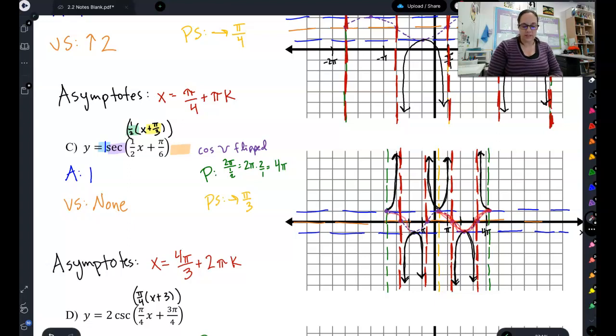And then, of course, I did a second cosine wave, because that's what we're supposed to do. Then anywhere it crosses the orange vertical shift line, I made an asymptote. And then I flipped the pieces in between to get my secant graph. Now I noticed where my asymptotes are. I have an asymptote right here at 4 pi thirds, and all the asymptotes are 2 pi apart. You could also say that one of your asymptotes is negative 2 pi thirds plus 2 pi k. Either one is totally fine, but that gives us our asymptotes.